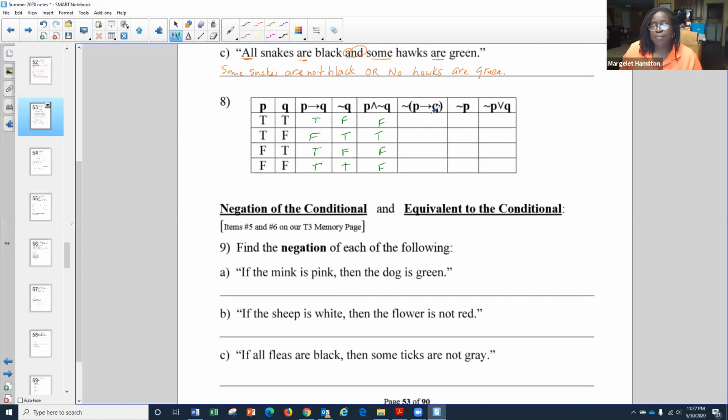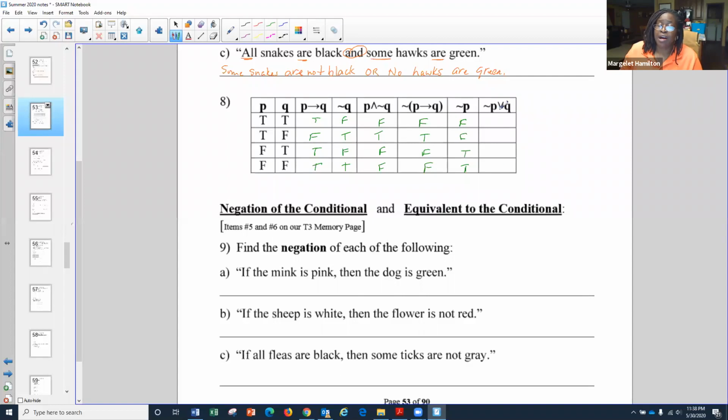Then they want me to take my conditional statement, that's what I found here, and negate it. So whatever is here, I'm going to negate it, and you should have gotten F, T, F, F. Now they're asking me to negate P. Here's my P. I'm going to negate that, and I get F, F, T, and T.